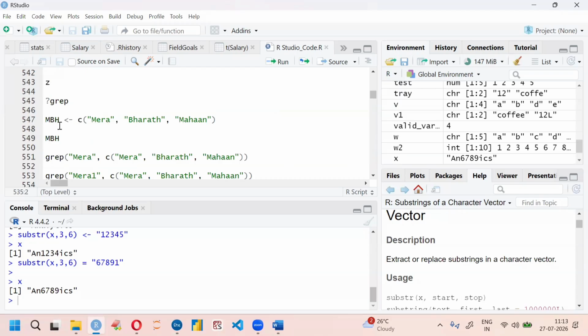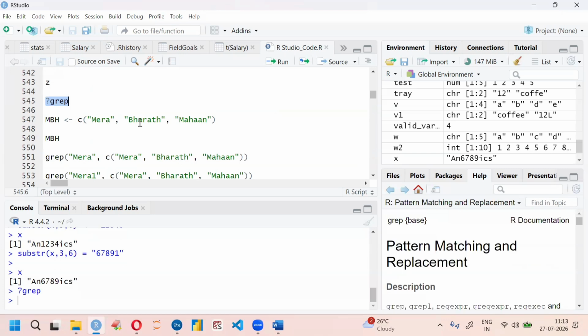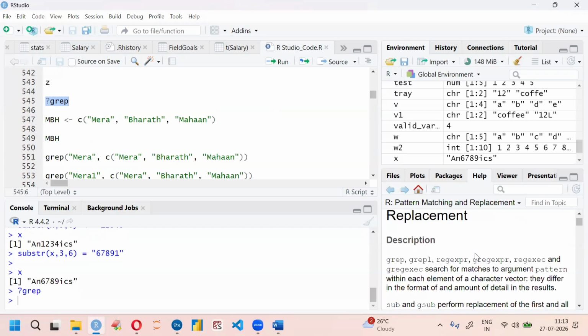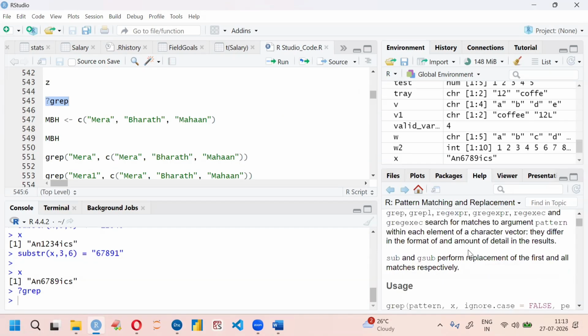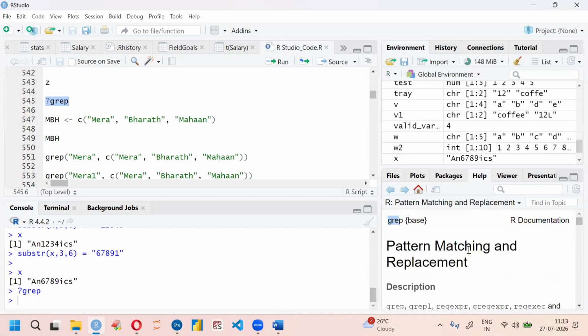Okay, let us see this function, what is grep. So let us type question mark grep. What does question mark grep mean? What is it doing? It is giving the information that grep is used for pattern matching and replacement. When you are going through this R code, you should do deep research regarding the concept of grep. Generally, we use grep for pattern matching and replacement of particular text.